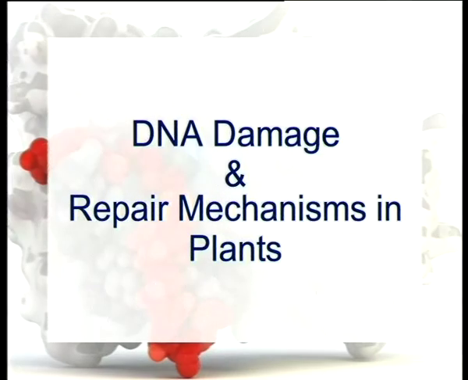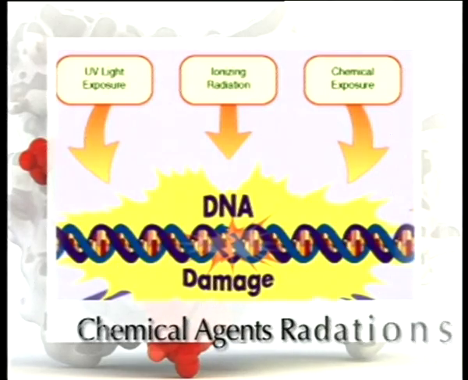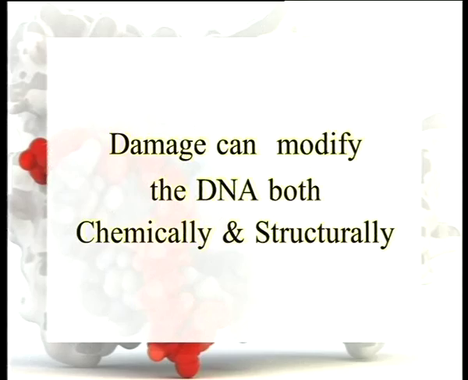Welcome students. Today I am going to throw light on DNA damage and repair mechanisms in plants. Although the plant genome is very stable, due to exposure to many DNA damaging agents, the genome shows instability. Why does DNA show instability? This instability is because damage can modify the DNA both chemically and structurally, which may have deleterious or, in rare cases, advantageous consequences to an organism.